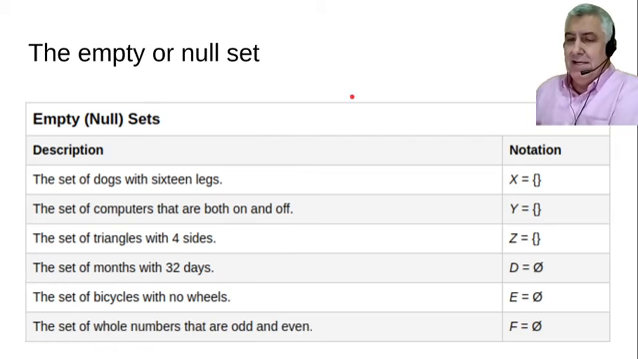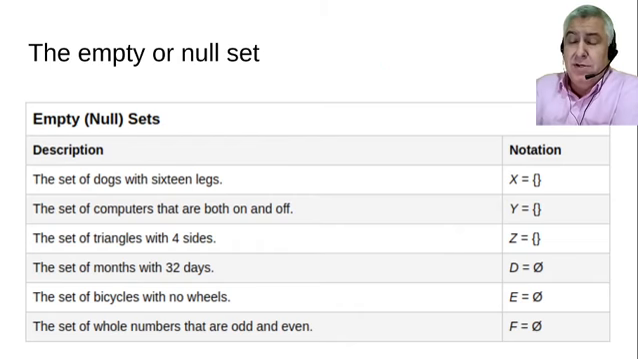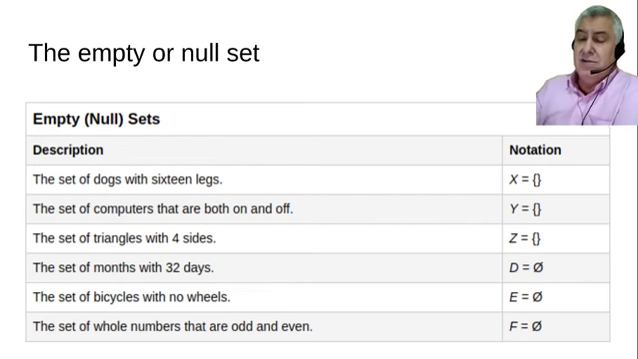Okay, so a null set means we have nothing. It doesn't mean there's 0. So if I have an empty bag and I ask you what's in the bag, you don't answer 0. You answer nothing. It's empty. Okay, so we can't list the things that are in there because there's nothing in there.